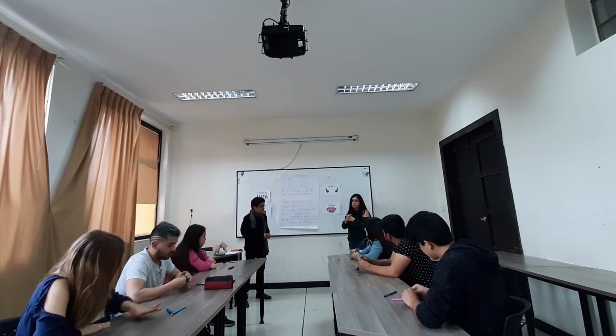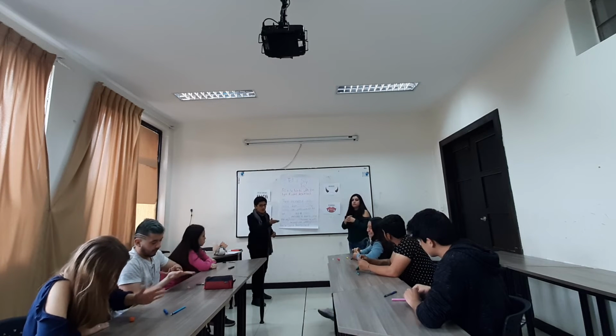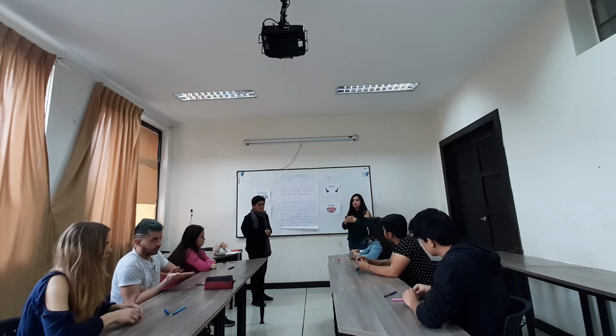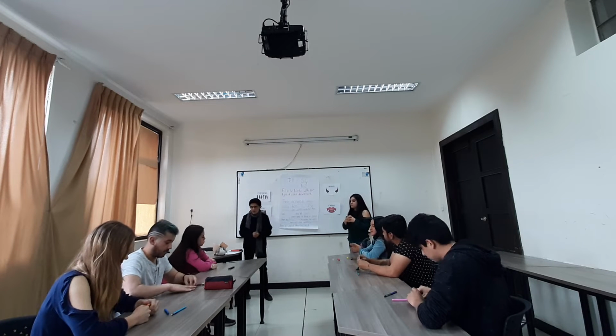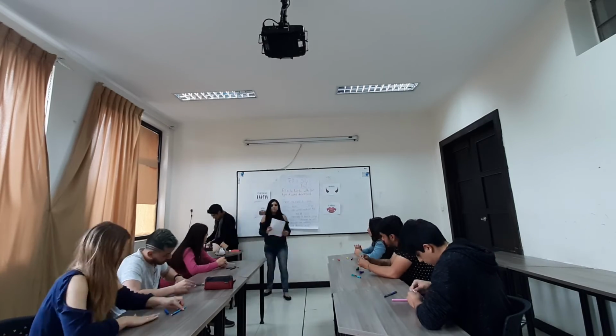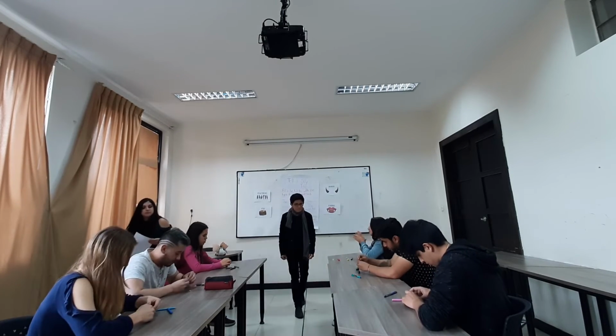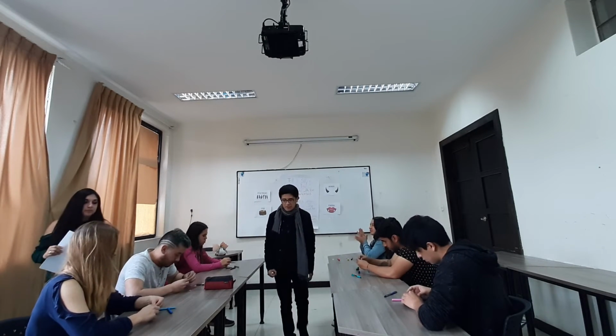Different characteristics. Okay, different characteristics. What type of characteristics? Probably feathers, or horns, or fangs. Okay, very good. So start creating your animal. If you have any question, you can tell me. Okay?